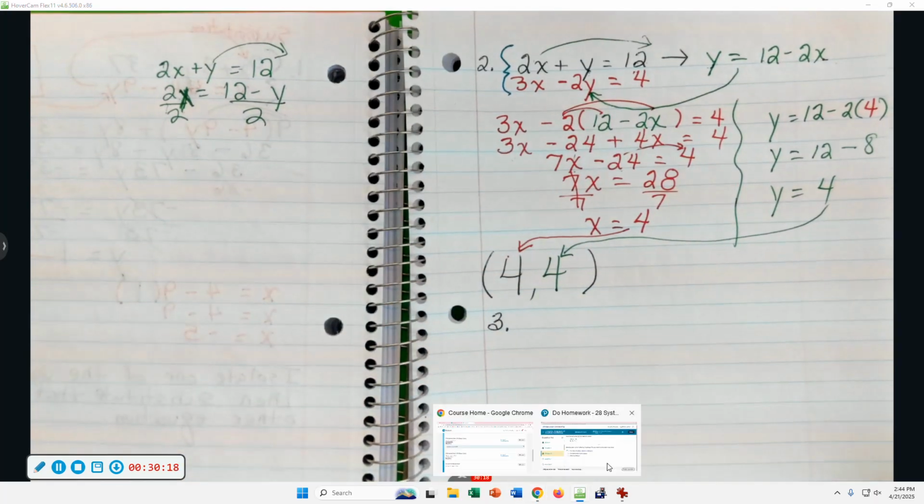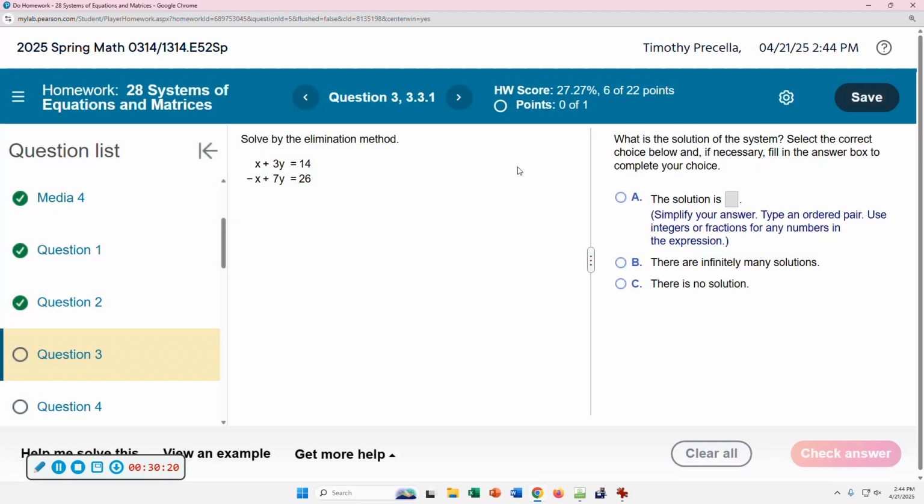Let's see, so that was substitution. I think we're ready for elimination. With elimination, you need to have your like variables aligned. Notice that's what we have here. The x's are aligned, the y's are lined up. On the other side, you need to have your constant terms. So that's called standard form for a linear equation. You need it in standard form. The x's lined up, the y's lined up, the things without variables on the other side of the equal sign.